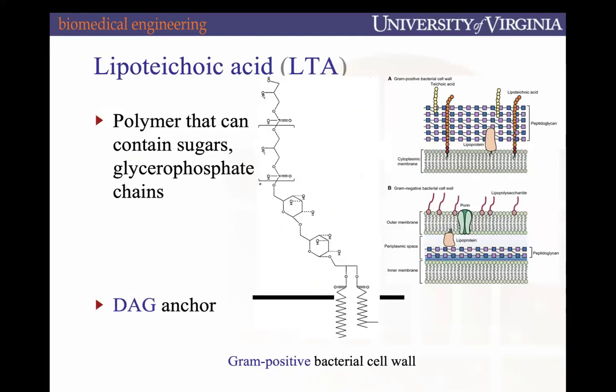One of the other key molecules that identifies gram-positive bacteria is something called lipoteichoic acid, also known as LTA. It's this combination of a glycerophosphate with several sugar molecules, but in the graphics to the right, you can appreciate what lipoteichoic acid looks like in the context of that peptidoglycan region for gram-positive bacteria.